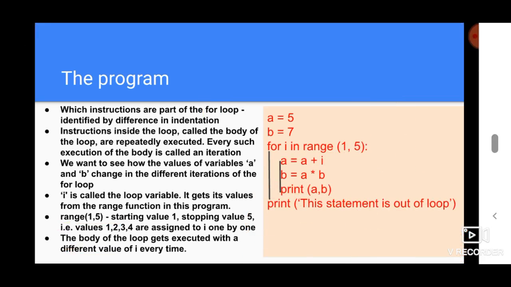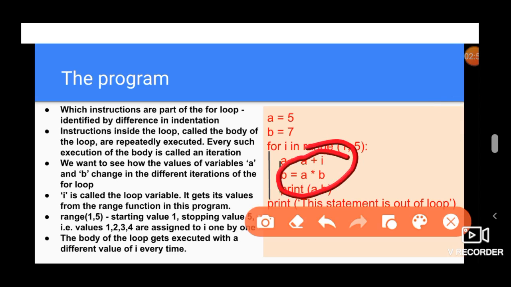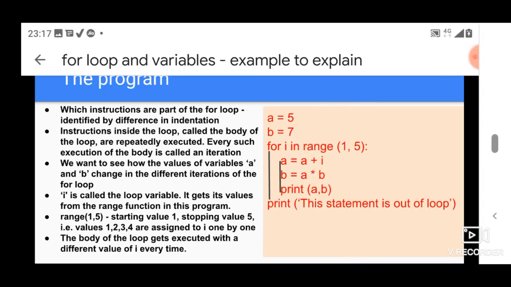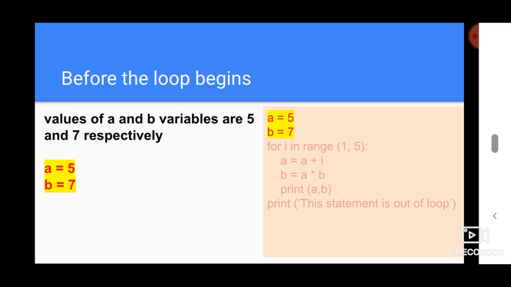The loop variable i will be getting these 4 values, starting from 1 and ending at 4, and these will be assigned to i one by one, and with these 4 different values of i, this loop will be executed. That means these 3 statements, which are the body of this for loop, will be executed 4 times with these 4 different values of i. The body of the loop gets executed with a different value of i every time.